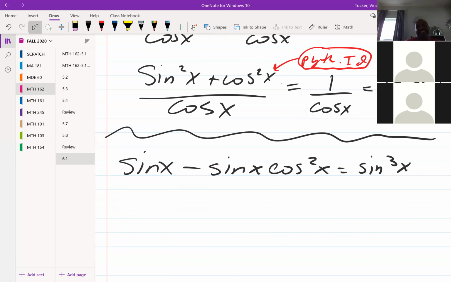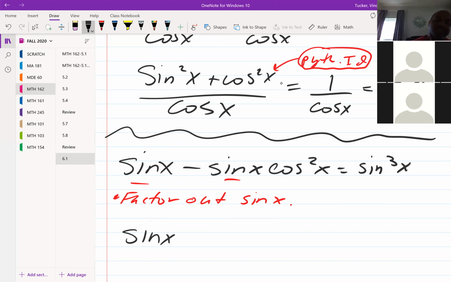So this next one, we have sine x minus sine times cosine squared x is equal to sine cubed x. In this case, notice we have sine in both terms. We can try to factor out sine and see if that will help us. So we've got sine x times 1 minus cosine squared x.